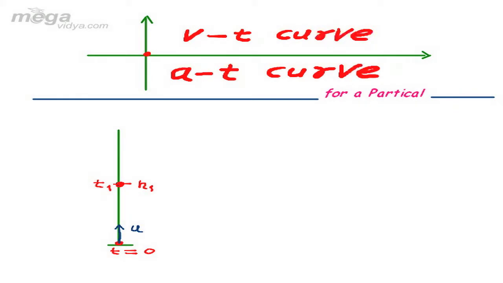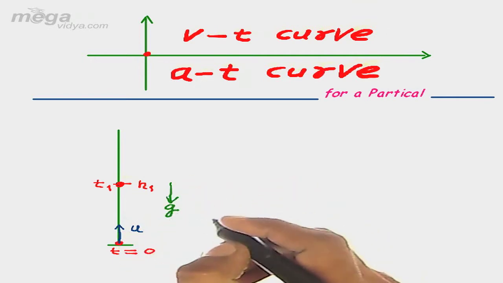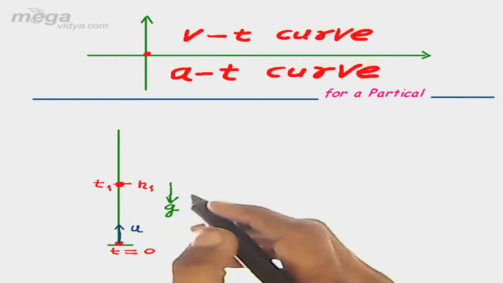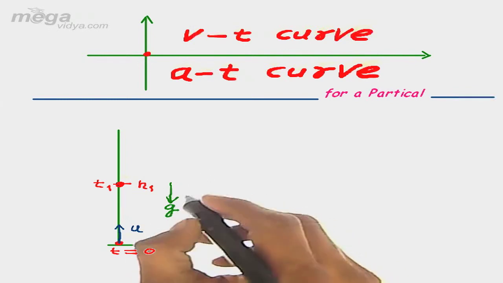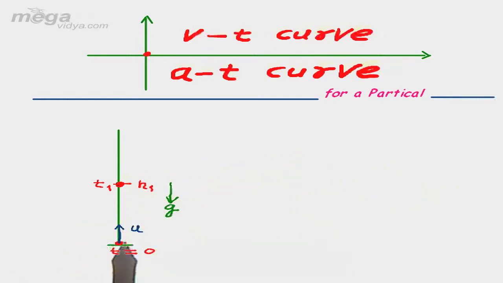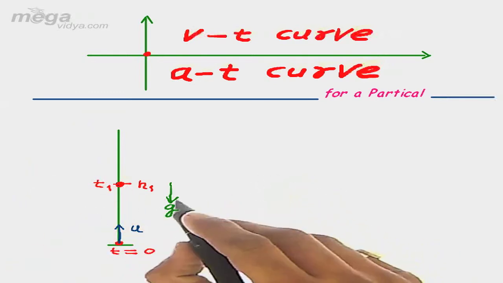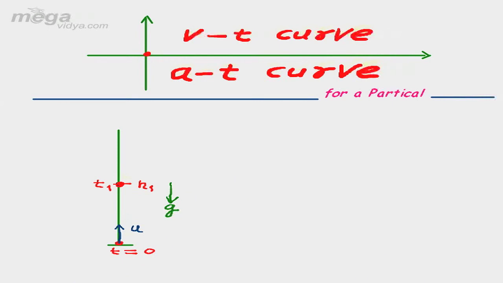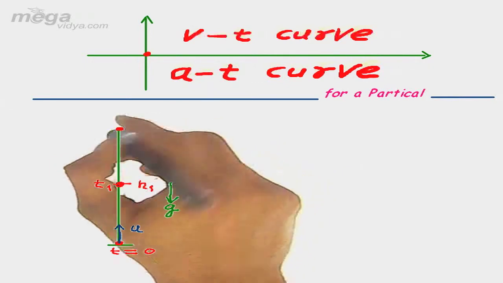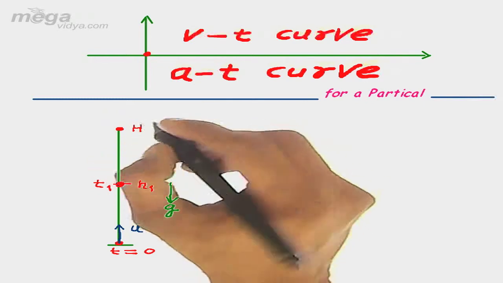The acceleration to which the particle is subjected here is, no doubt, acceleration due to gravity. And this acceleration due to gravity, I am indicating it by small g, it is always acting vertically downward. You can say during this upward motion, the particle has to face some retardation caused by the gravity of Earth. Say at a certain time t2, it reaches its maximum height. I am indicating it here with capital H.